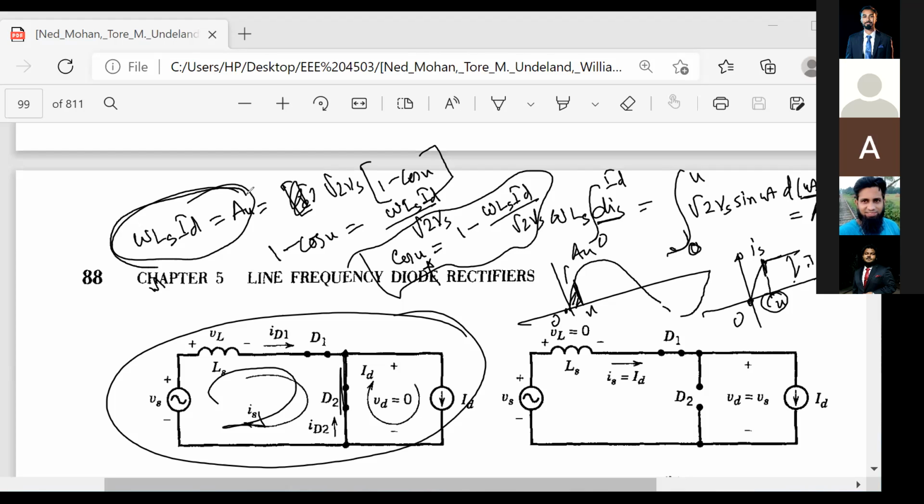And also you have already found AU equal to omega Ls ID for the half wave rectifier. Now we have already said that the average value VD will be 0.45 Vs minus AU by twice pi, right? Then it comes as 0.45 Vs minus omega Ls ID divided by twice pi. You understand it or not? Yes, sir.